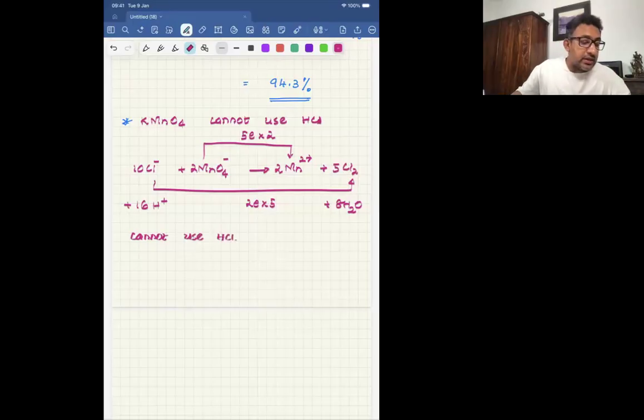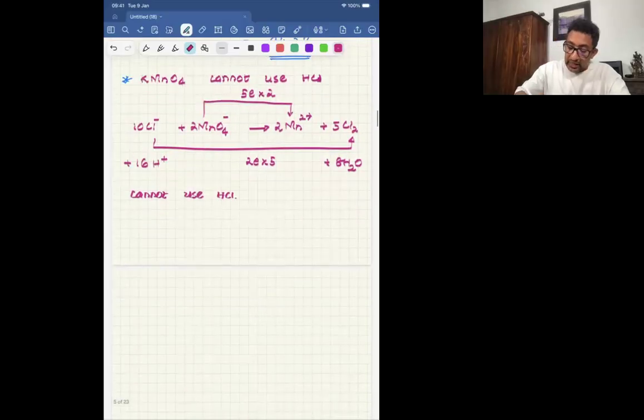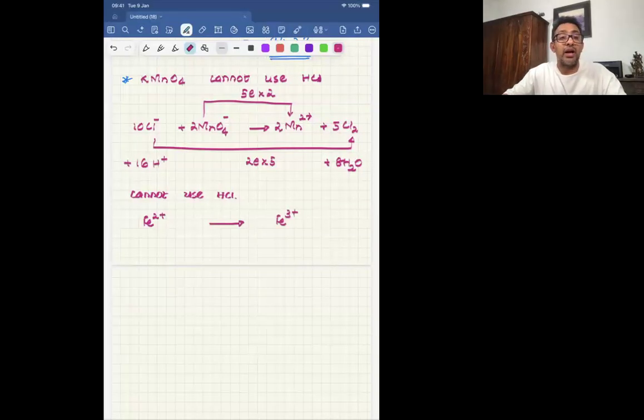Right? And then it says you can't use nitric acid also. Why can't you use nitric acid? Because nitric acid can oxidize Fe+2 to Fe+3. Fe+2 turns into Fe+3, and then you will not be able to titrate this. Nitric acid is a very strong oxidizing agent.